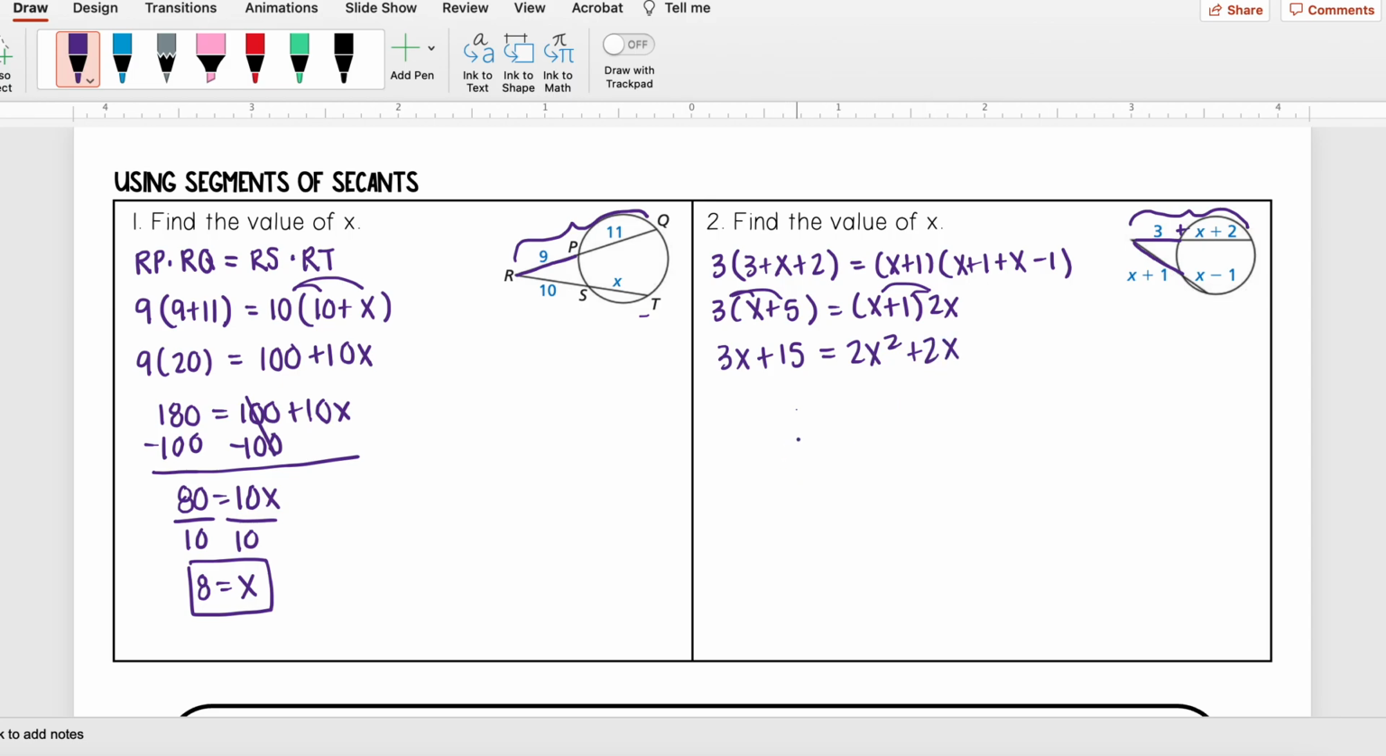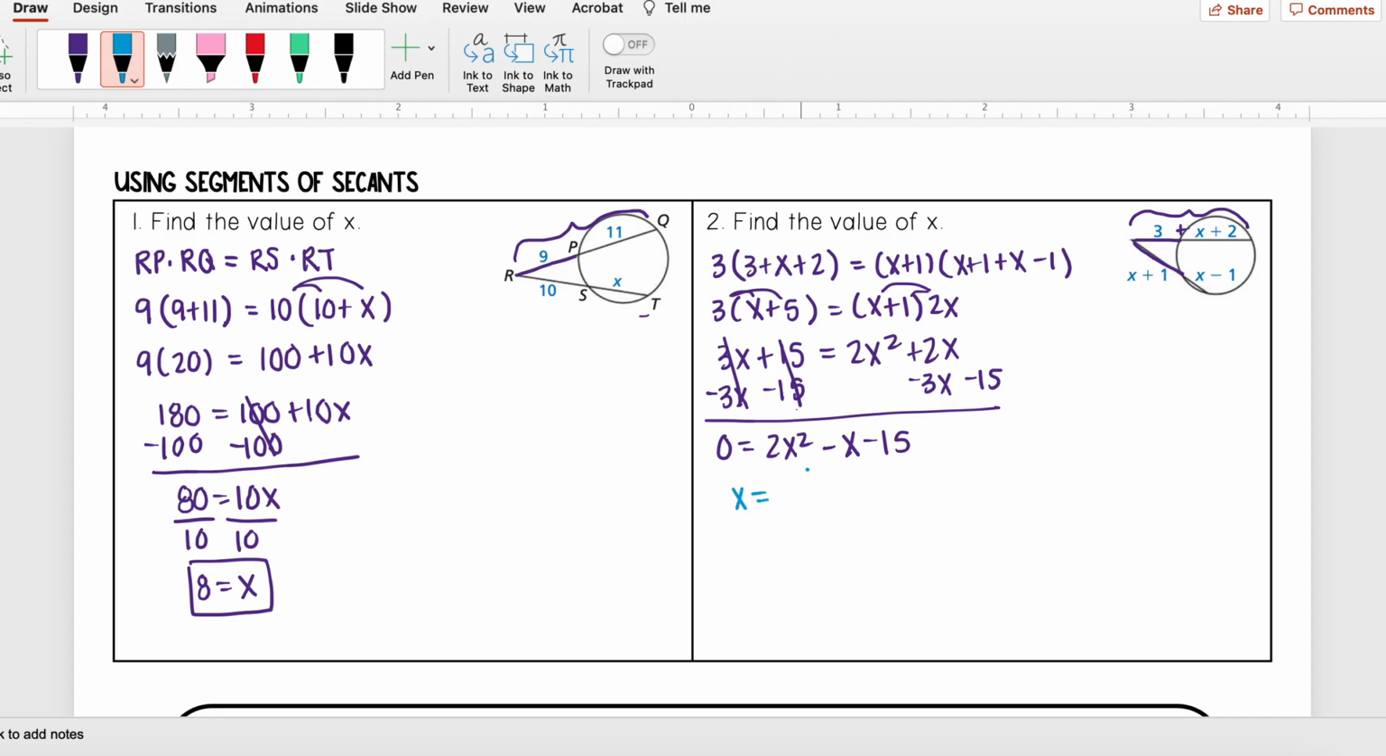And so now I see I do have a quadratic equation here, so I'm going to need to use my quadratic formula to solve this. However, in order to use my quadratic formula, I need to move all of my terms to one side of the equation, and I'm going to move them to where my x squared term is. So I'm going to subtract 3x and subtract 15. And so I have 0 is equal to 2x squared minus x minus 15. And I'm going to use my quadratic formula.